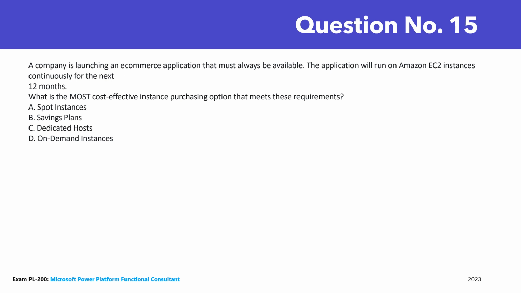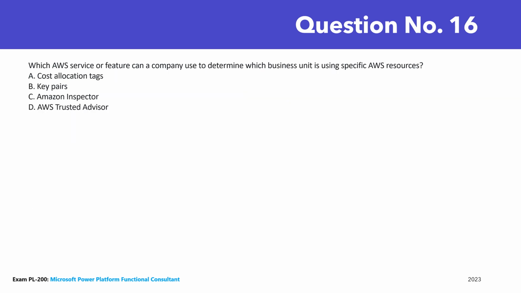A company is launching an e-commerce application that must always be available. The application will run on Amazon EC2 instances continuously for the next 12 months. What is the most cost-effective instance purchasing option that meets these requirements? A. Spot instances. B. Savings Plans. C. Dedicated hosts. D. On-demand instances. Correct answer, B.